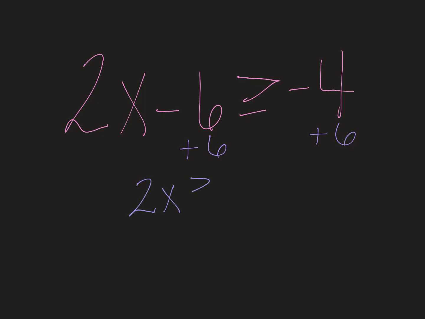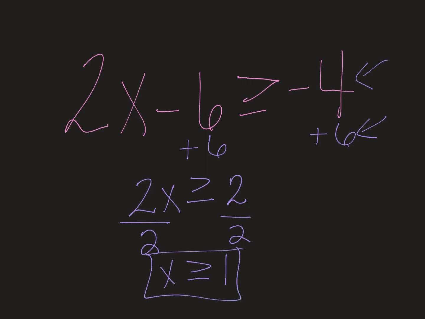I bet I know what you did. 2x is greater than or equal to. You have a negative 4 and a positive 6, so you would subtract when you have a net. Okay? So when you subtract here, you're going to get a positive 2. This is learning. Then you're going to divide by 2. So x is greater than or equal to 1. That is your answer.